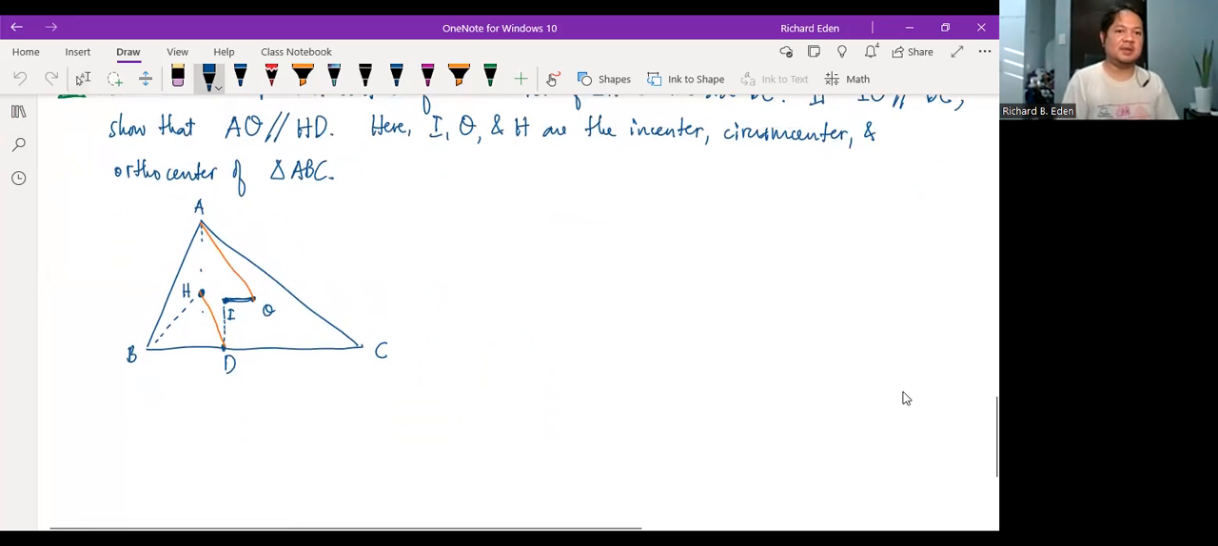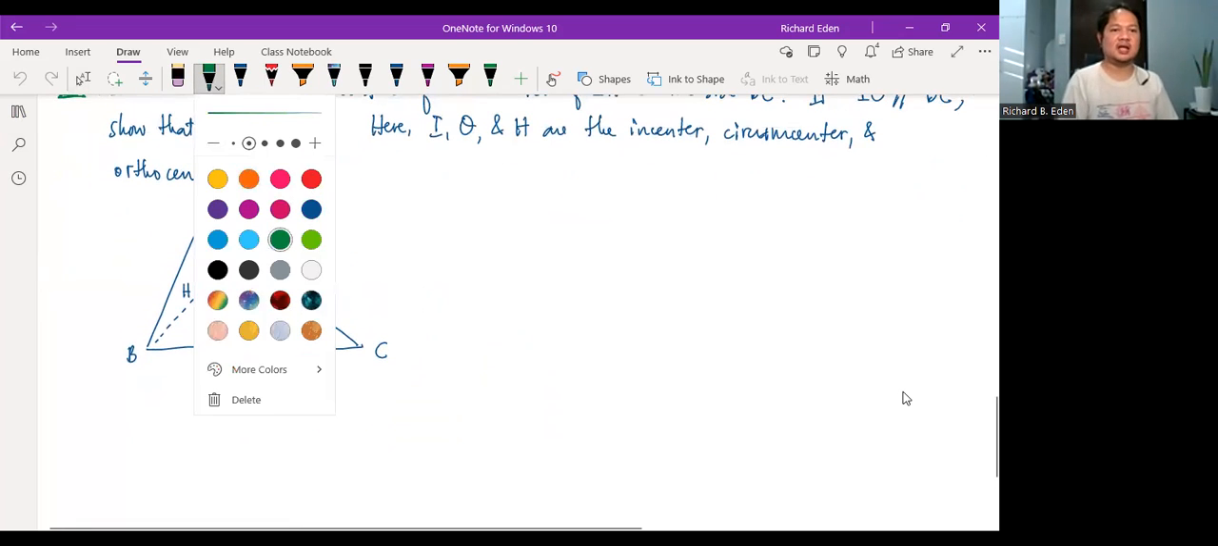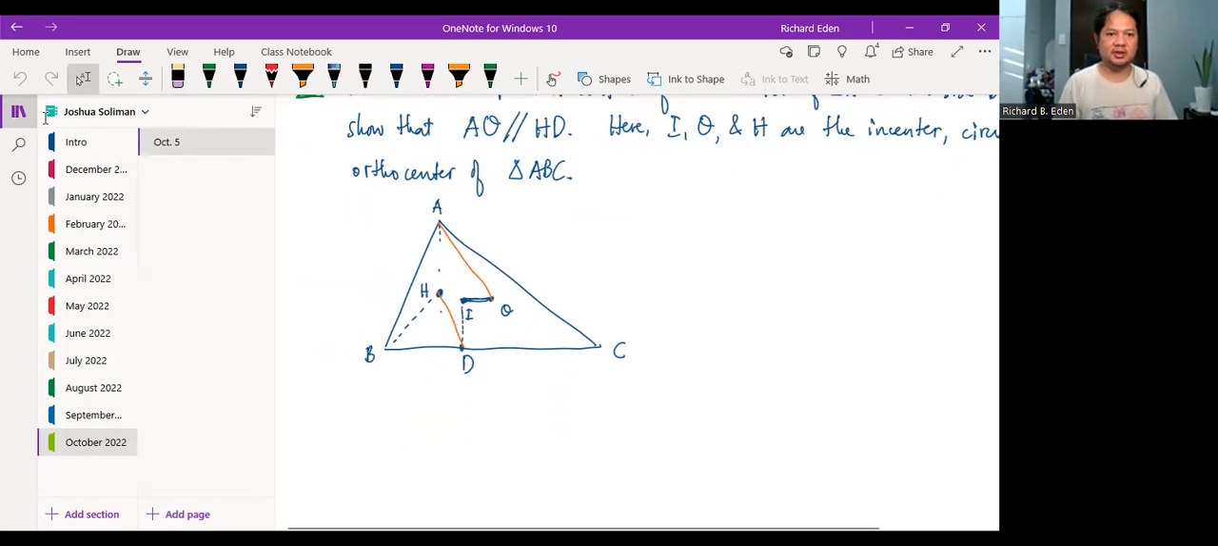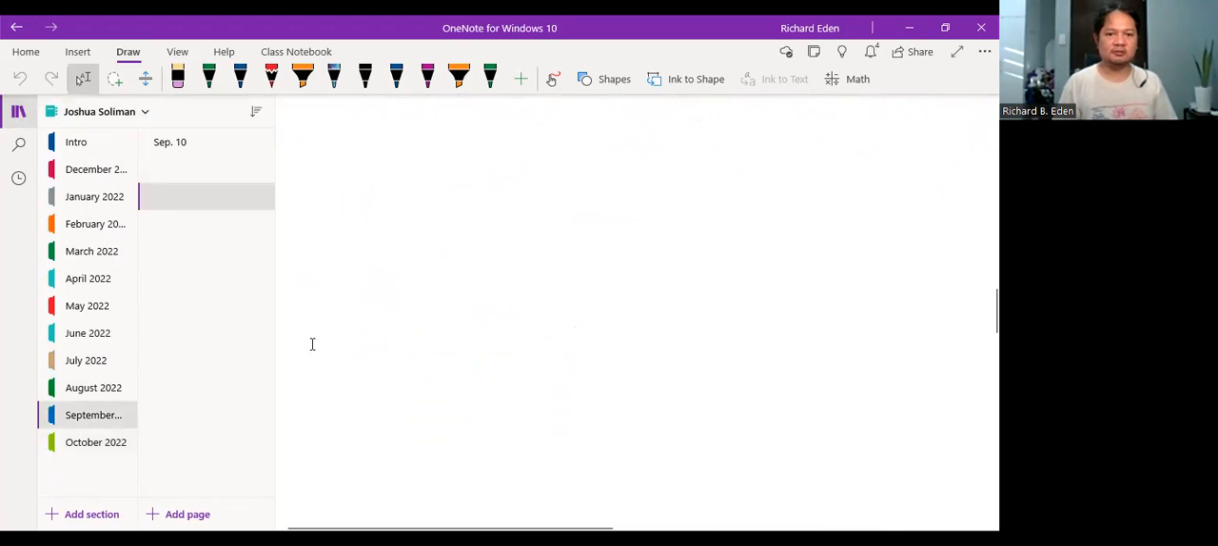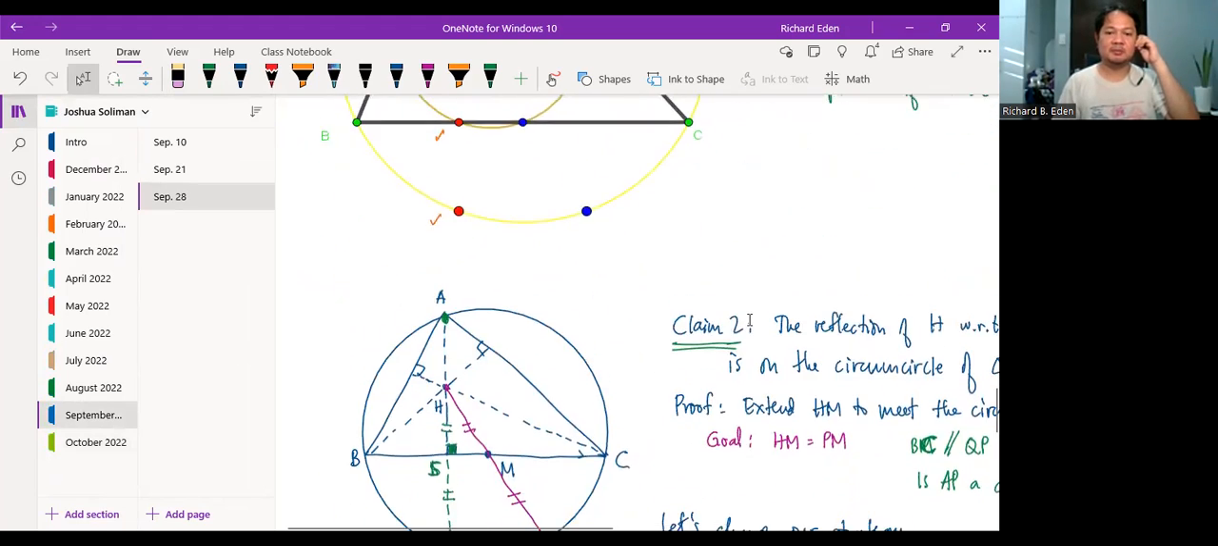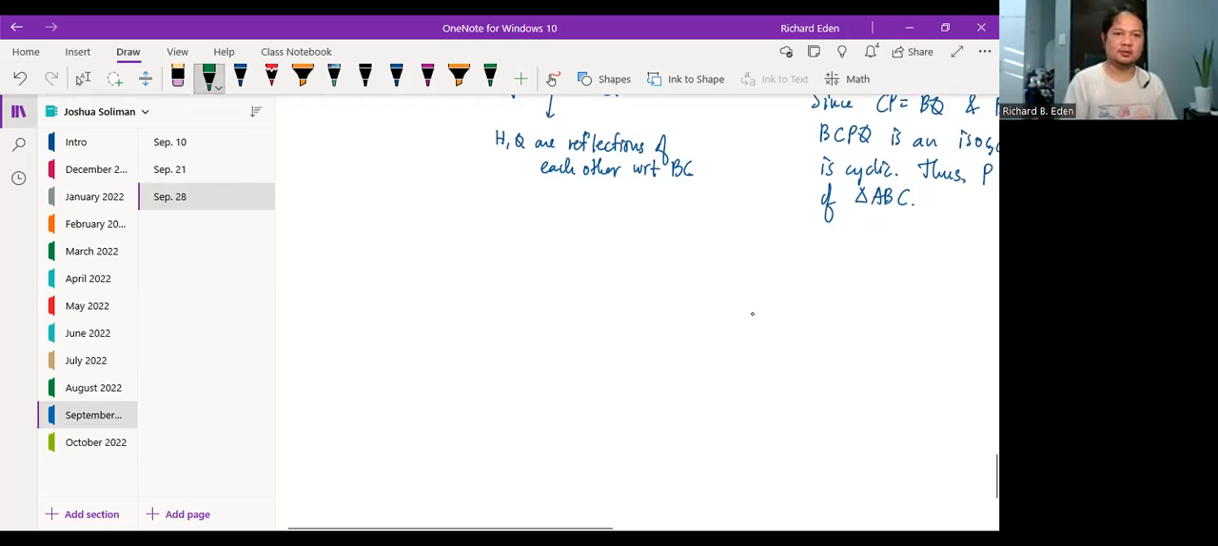But let me add another problem. This is not a homothety exercise, but I'd like to take advantage of the discussion that we just wrapped up. So ito, nung claim number 2 essentially. So ito, because I've seen this occur a lot of times. So here's the situation.